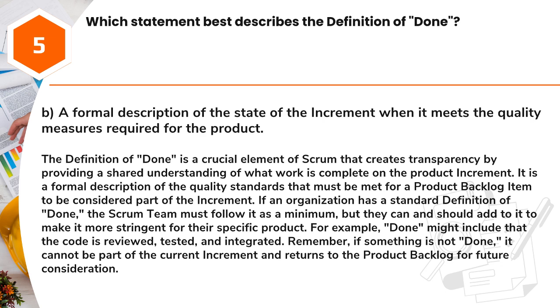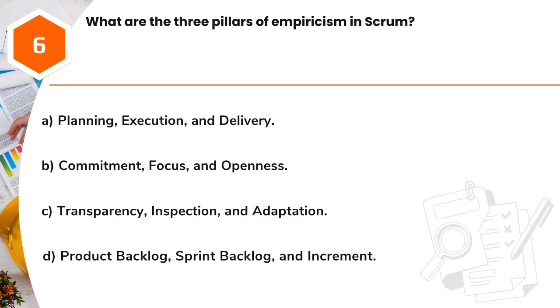If an organization has a standard definition of done, the Scrum team must follow it as a minimum, but they can and should add to it to make it more stringent for their specific product. For example, done might include that the code is reviewed, tested, and integrated. Remember, if something is not done, it cannot be part of the current increment and returns to the product backlog for future consideration.